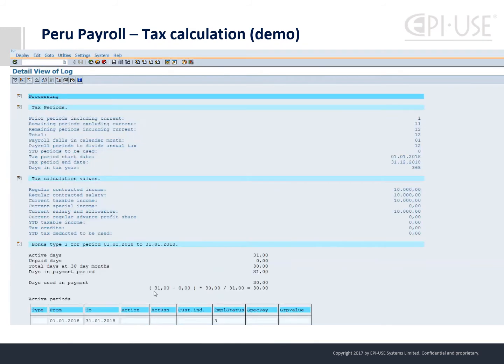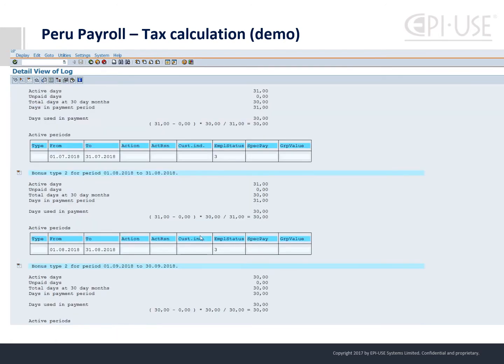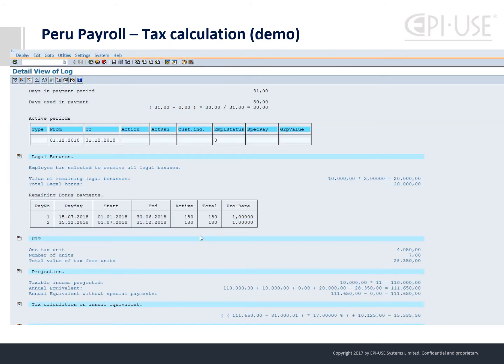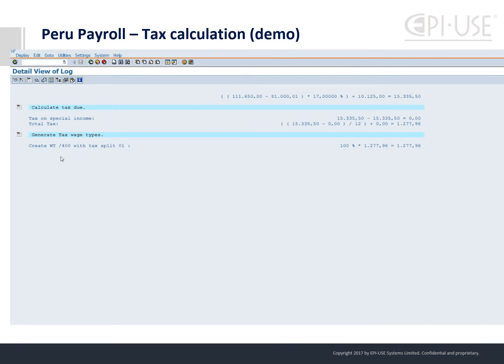We can open the processing, and in here we find a log that shows us the sequence of events in calculating the tax. It's actually very handy to go through it. We see the different sections, legal bonus, the UIT, the projection, annual equivalent, and it actually ends up with wage type 400, the tax wage type.